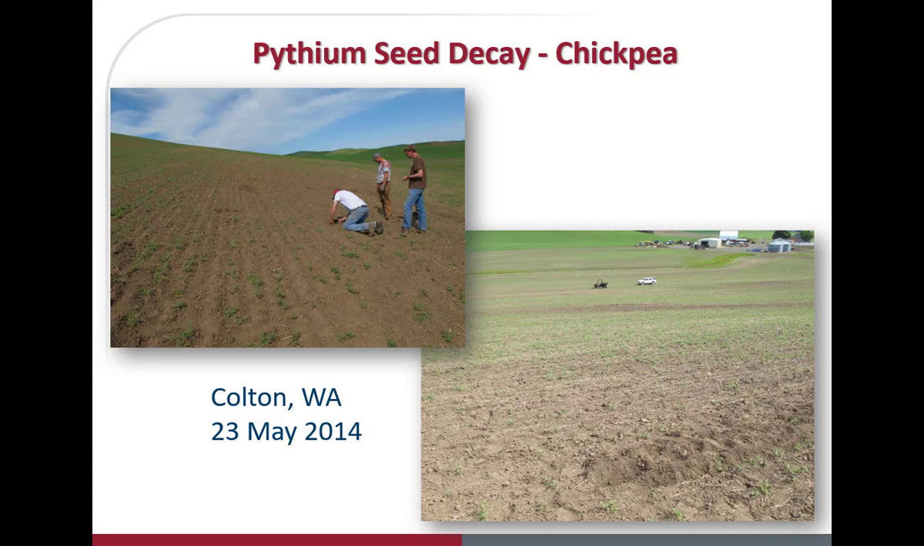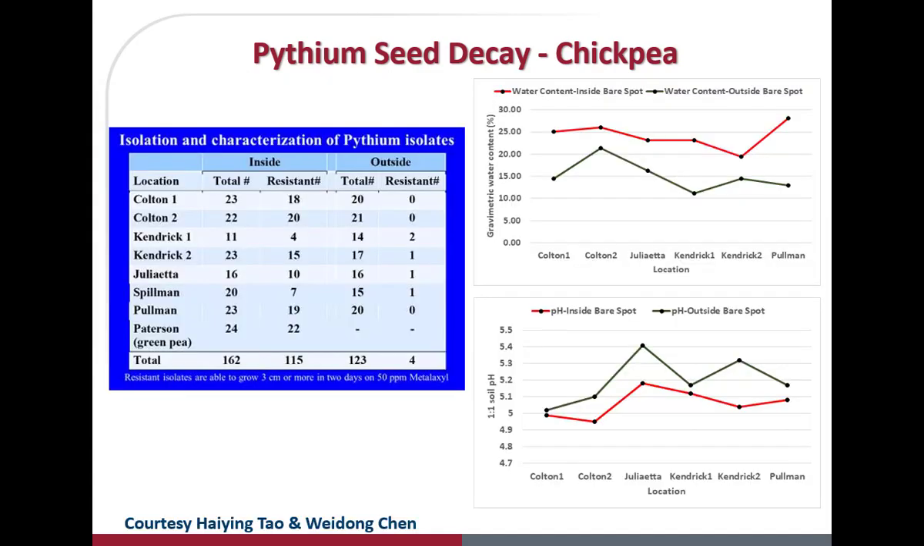Okay, this is not wheat. Weidong Chen shared this with me. This is for chickpeas. They have found some of these spots in fields where Pythium seed decay was more of a problem in chickpeas than other spots. This is from a few years ago, and they went into these spots and they dug up some of the seeds that either did not emerge, or some of the plants that were not growing very well. And they looked at several different locations for this and characterized the isolates of Pythium that they got out, and they found that, lo and behold, some of them were resistant to the metalaxyl fungicide.